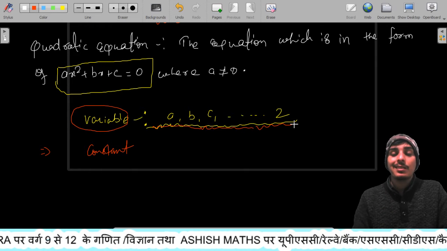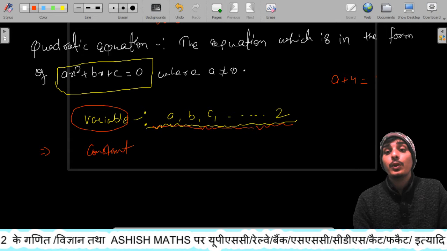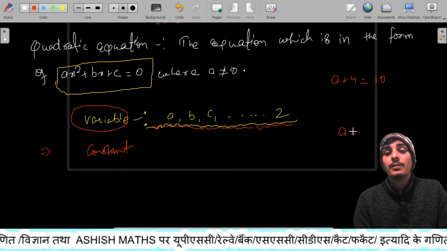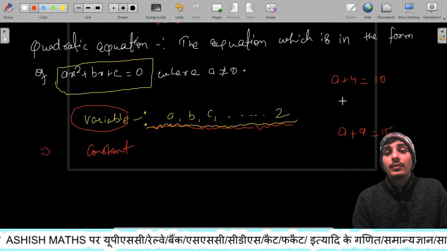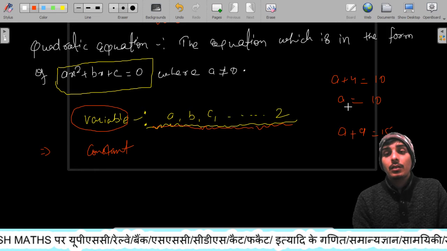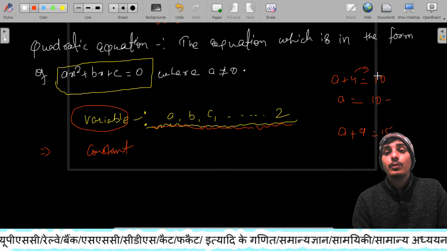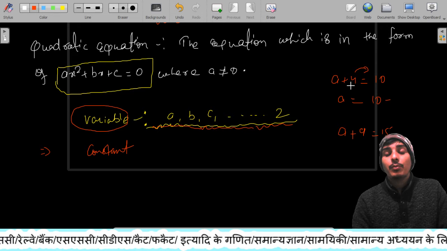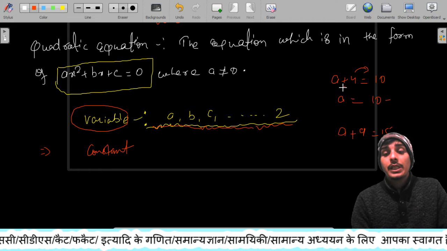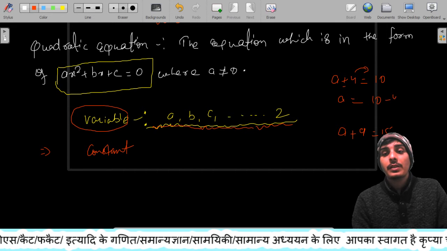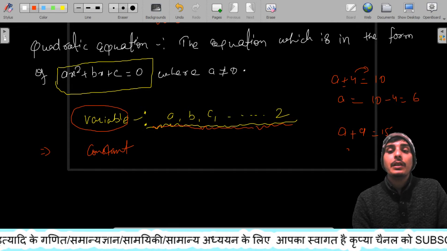In many cases, like you can take the example: if you have the equation a plus 4 equal to 10, and another equation a plus 9 equal to 15, right? After solving, when sending a term from this side to that side, from LHS to RHS, the sign will be opposite. What is the sign here? Plus is converted into minus. So 10 minus 4 equal to 6, right?